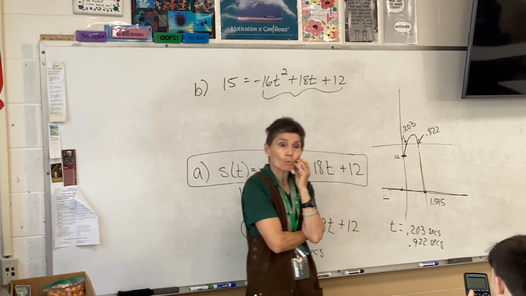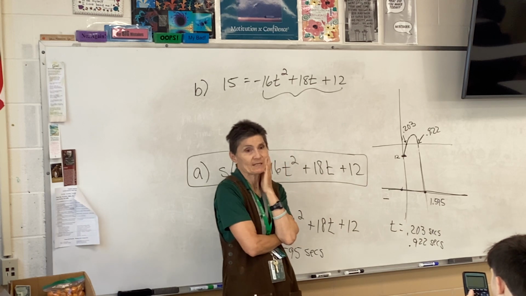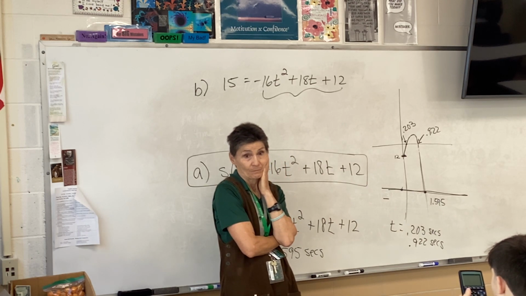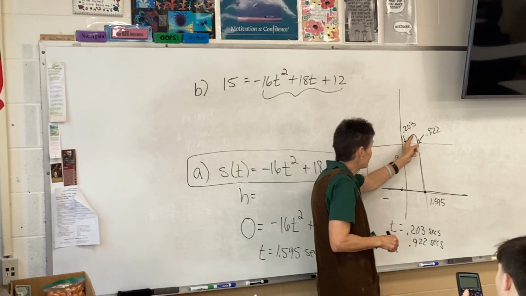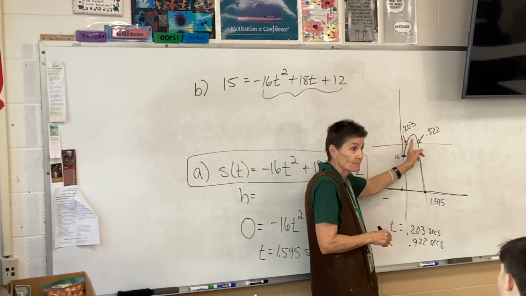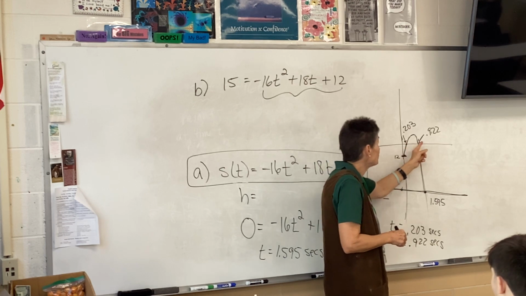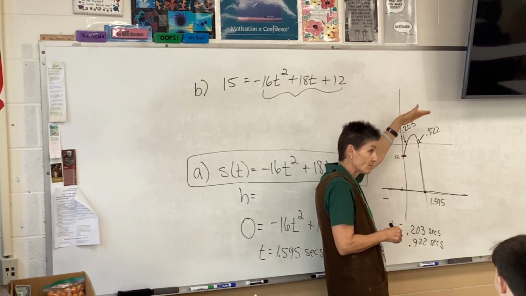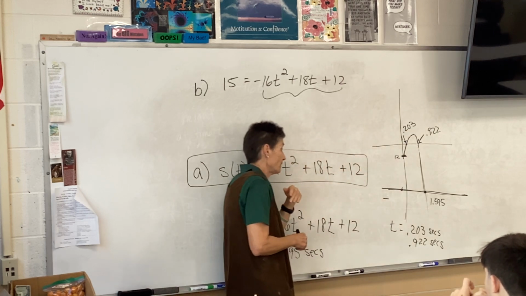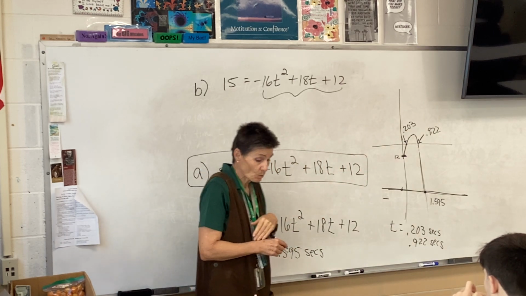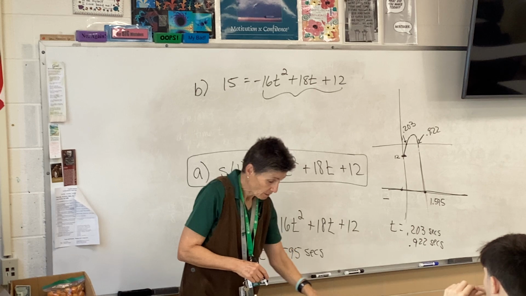What if we wanted to know when it was more than 15 feet above the ground? When is that? Wouldn't that be in between these two numbers? The whole time from 0.2 to 0.9, it's higher than 15, right? Perfect. Last question for number 3.